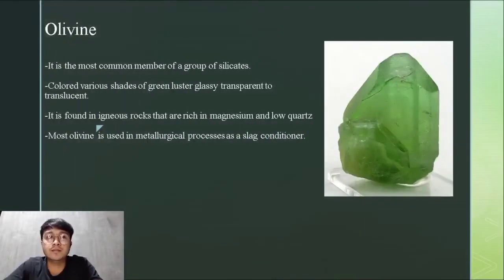Next is olivine. It is the most common member of the group of silicates. Colored in shades of green, with glassy luster, transparent to translucent. It is found in igneous rocks that are rich in magnesium and low in quartz. Most olivine is used in metallurgical processes as a slag conditioner.